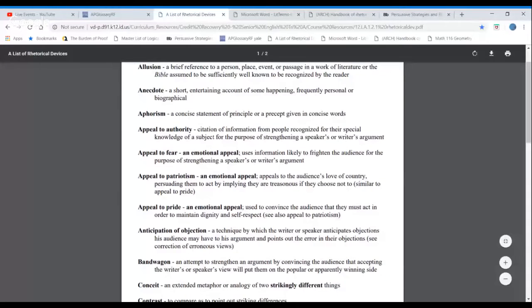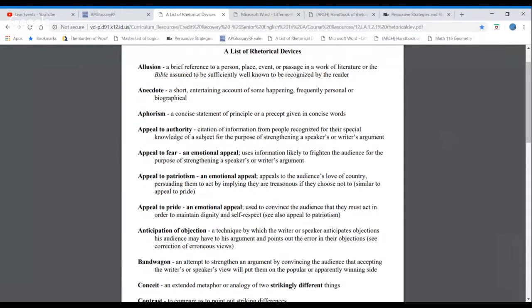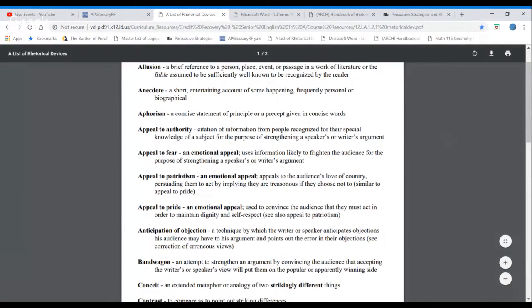For there being a citation from people that are recognized in the globe earth paradigm, they use it to strengthen their argument. Appeal to fear, an emotional appeal, uses information likely to frighten the audience for the purpose of strengthening the speaker's or writer's argument. That's tied into the ad hominem thing, where they basically call us names like flatard and retarded and uneducated and all this sort of stuff. It's to frighten people off, because if people think they're going to be called names like that, people get put off from coming forward.